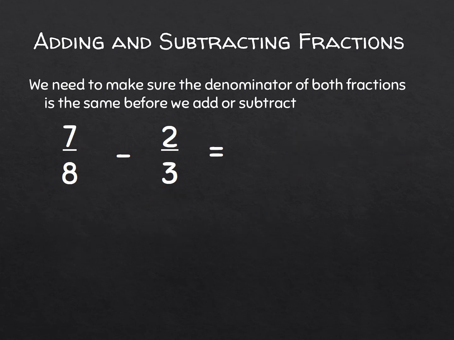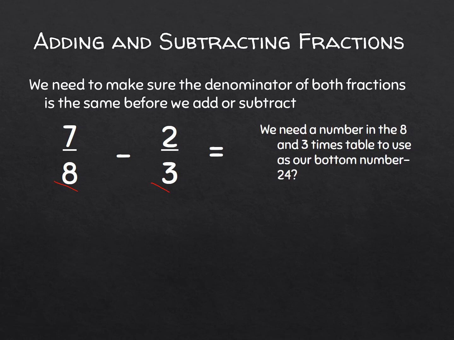And the last one we're going to do is a subtraction one. So we're going to look at 8 and 3. What's the smallest number that 8 and 3 can go into? That number would be 24. So we're going to change both of them to 24. So 8 times what equals 24? 8 times 3 is 24.